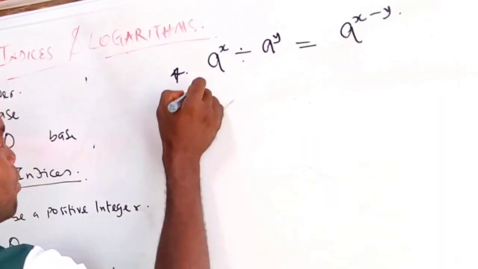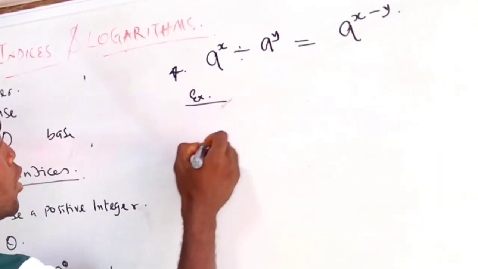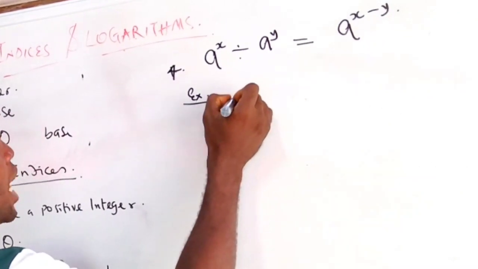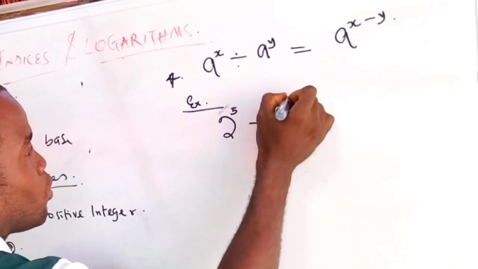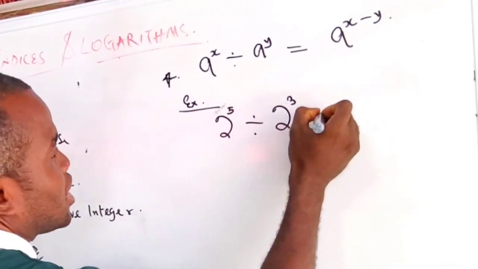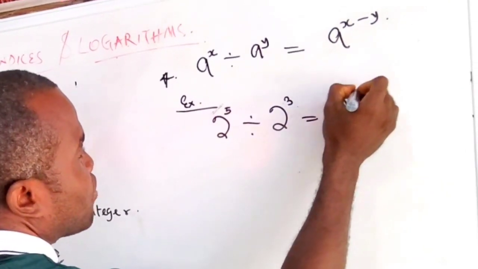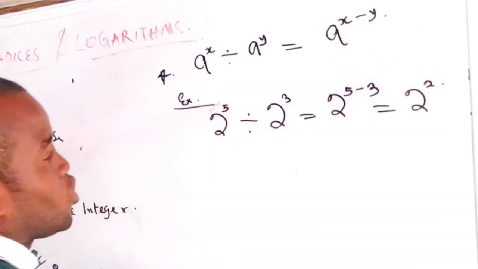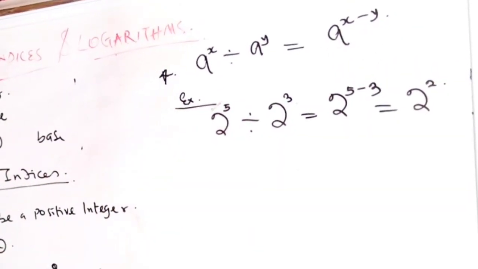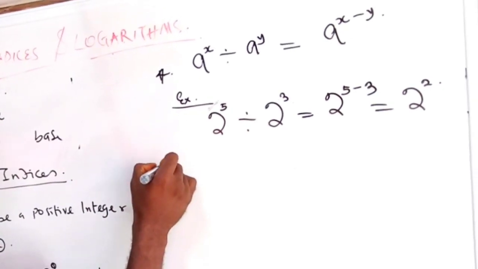So let's take an example. If you have 2 raised to power 5 divided by 2 raised to power 3, this is the same thing as 2 raised to power 5 minus 3. So this is the same thing as 2 raised to power 2. That is it. So let's consider another one.